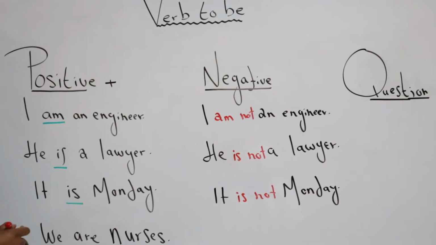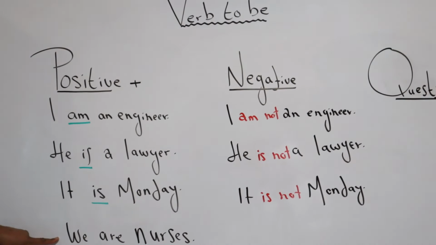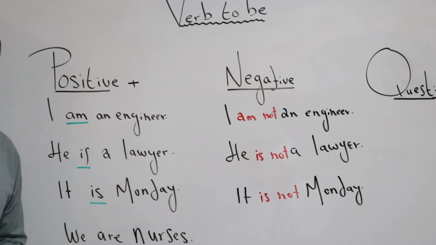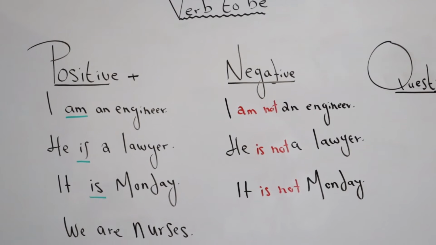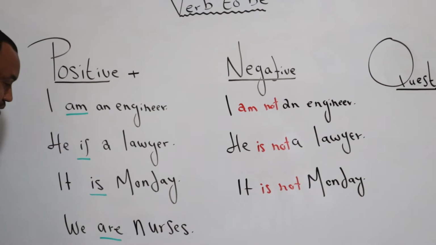All right, cool so far? Cool. All right, the last example. We are nurses. Where is the verb to be? Are. So, we are nurses.